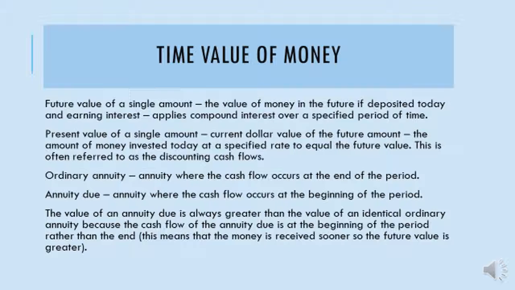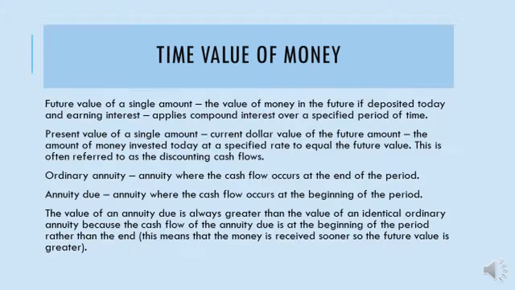So future value of a single amount is the amount of money in the future if deposited today and earning interest. It applies compound interest over a specified period of time. Present value of a single amount is the current dollar value of the future amount, the amount of money invested today at a specified rate to equal the future value. This is often referred to as discounted cash flows.